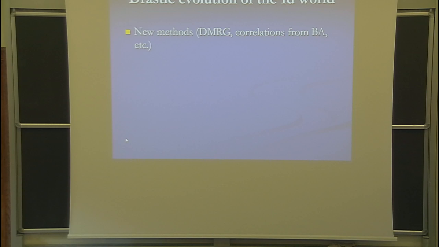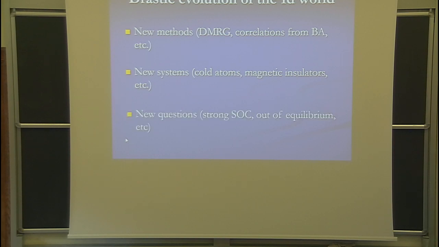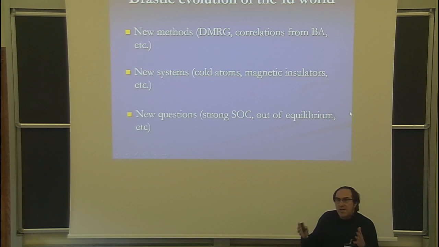In addition, as I said, there is a drastic evolution of the 1D world. There are a lot of new methods which have appeared on Bethe-Ansatz, numerical methods that I will briefly mention, but I'm sure Frank Verstraete already talked to it last time. New systems, new experimental systems called atom magnetic insulators, and finally a lot of new questions, of course, in particular the effect of spin-orbit coupling out of equilibrium and so on and so forth. So it's really a fantastic world.